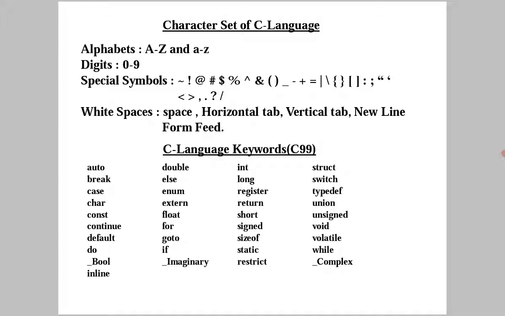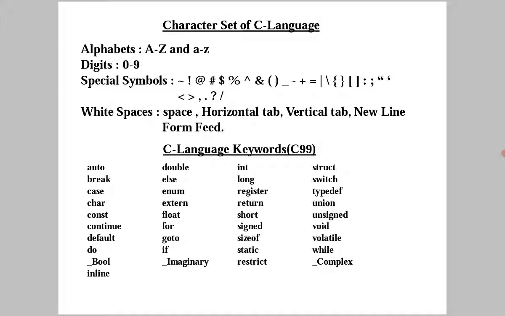Not only these, some other characters like white spaces, horizontal tab, vertical tab, new line, form feed are also used. The collection of all these things is called the character set of the C language. What is the character set of C language? Alphabets, capital A to Z and small a to z, digits 0 to 9, and special symbols like tilde, exclamation, at the rate, hash, dollar, percentage, and caret symbols. All these are called special symbols or operators.